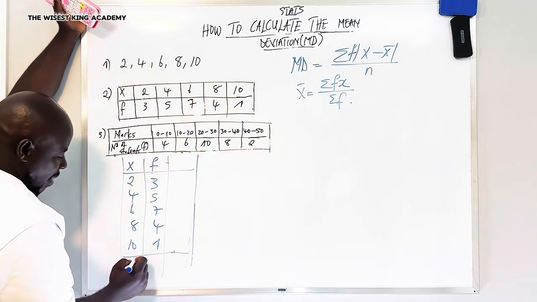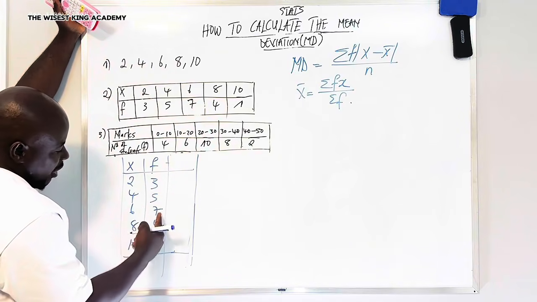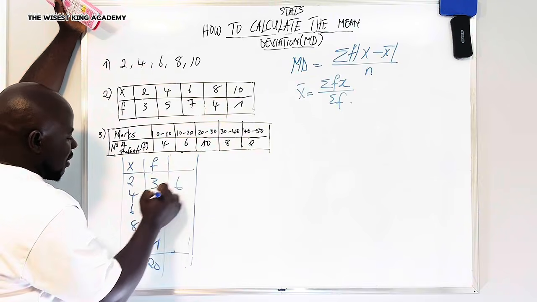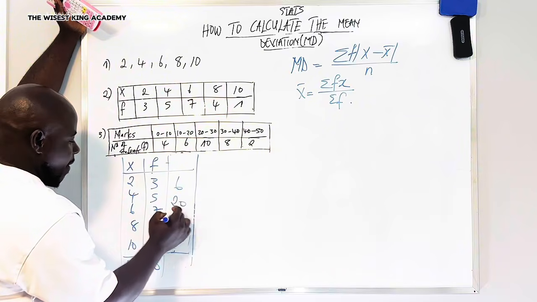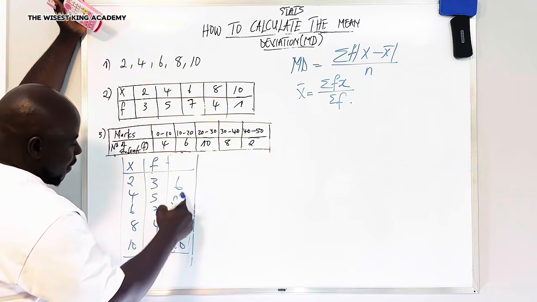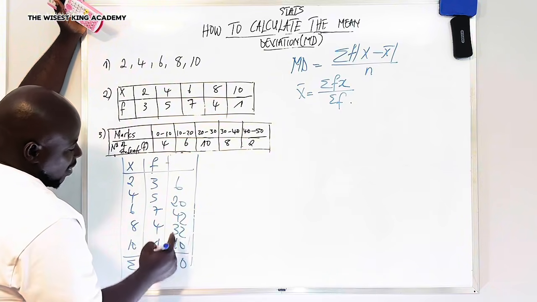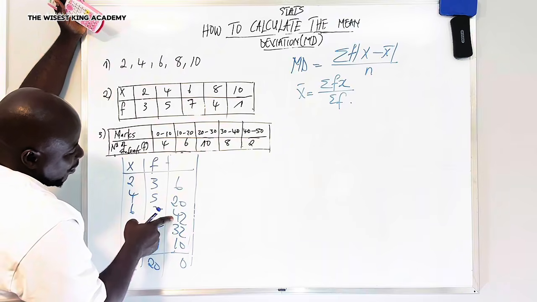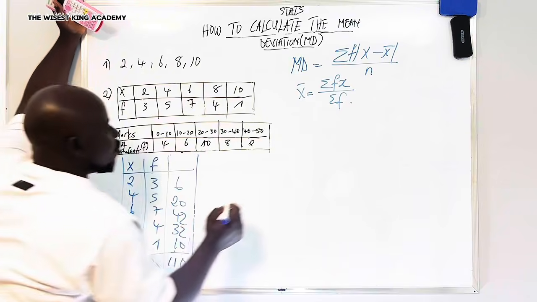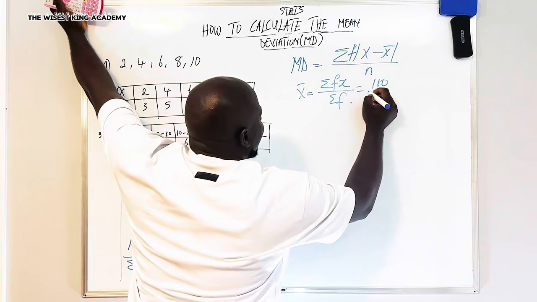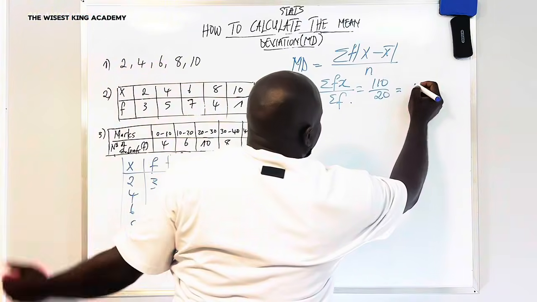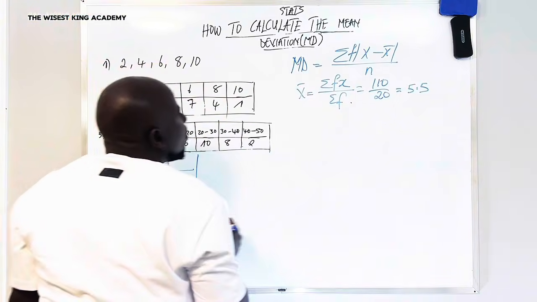For the sum of f, this plus this, 8, plus this, 15, 19, 20. For f times x: 2 times 3, 6; 20; 42; 32; and 10. 6 plus 4, 10, 0 and carry 4. 2 plus 4, 6. 9. 10 plus 1, carry 11. So this is going to be 110 divided by 20, which gives us 5.5. So that's our mean.